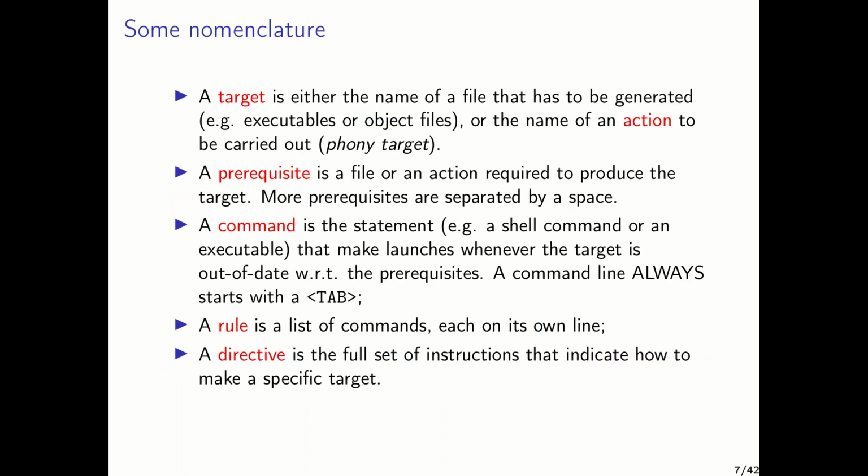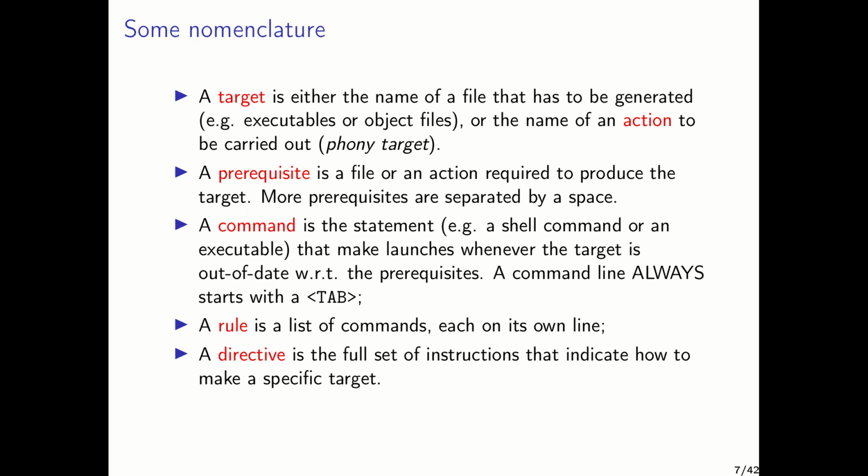So the nomenclature, I've already introduced that. The target is either the name of a file that has to be generated, or the name of an action to be carried out. In this case, we talk about phony targets. A prerequisite is a file or an action required to produce the target. More prerequisites are separated by a space. Don't put a comma, a space.